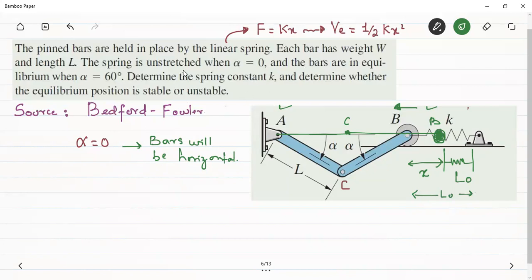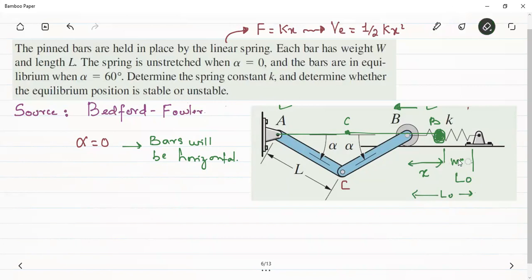And the bars are in equilibrium when alpha is equal to 60 degrees. If you remember the previous question, we had to find the angle theta for the equilibrium. But here, the angle 60 is given. That is, when alpha is equal to 60, the system is in equilibrium. So what we actually have to find out in this question is the spring constant K, and determine whether the equilibrium position is stable or unstable. So this is the question.